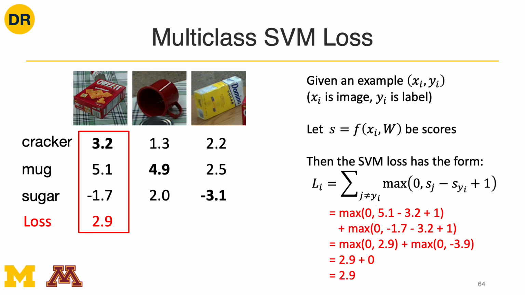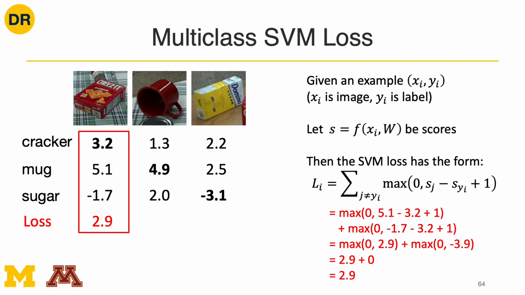If we were to work through how we would calculate this loss, it's shown on this slide. For the cracker box, I'll walk through the math shown in the red text on the right-hand side. The first thing we're doing is summing over all the incorrect classes, so j does not equal y sub i. That means we're going to go over the mug score and the sugar score, because the input image in this case is the cracker box. For the mug score, we take the max between 0 and the mug's prediction score of 5.1 minus the correct prediction, s sub y i, which is 3.2. Because that difference plus 1 is greater than 0, it contributes some loss to our overall term of 2.9.